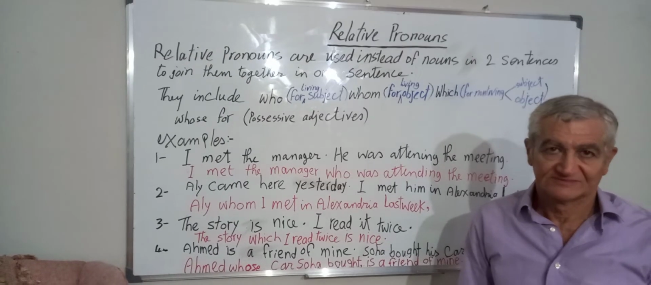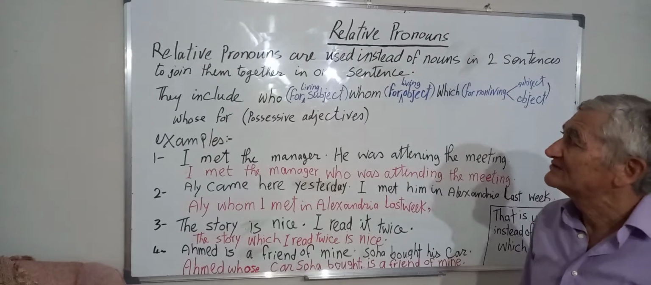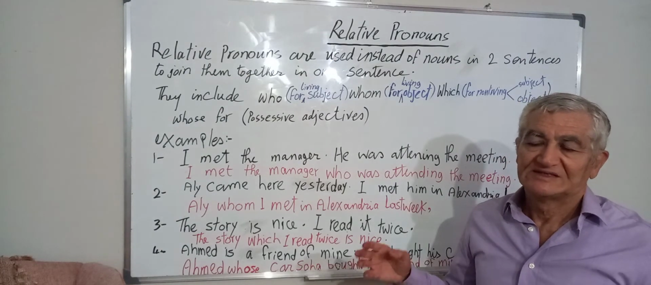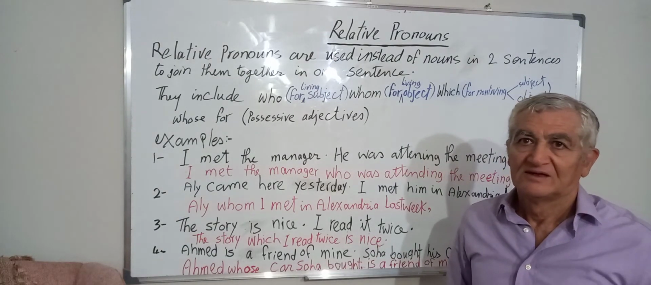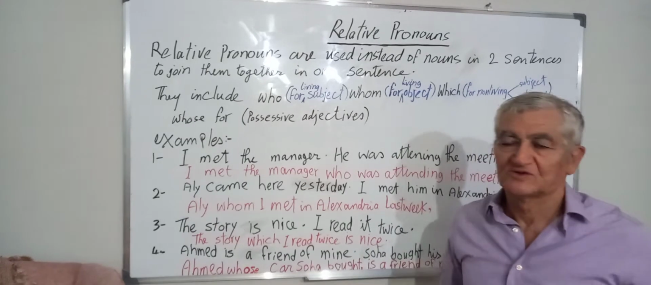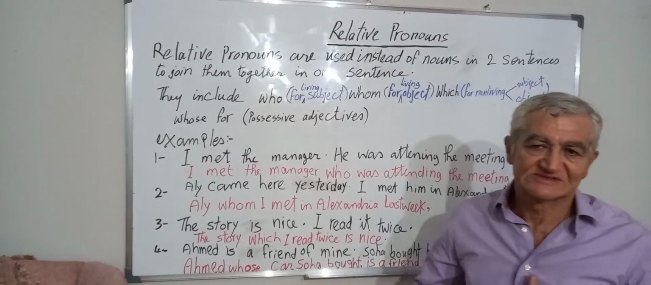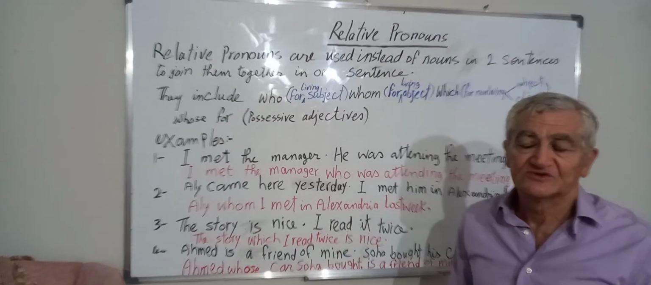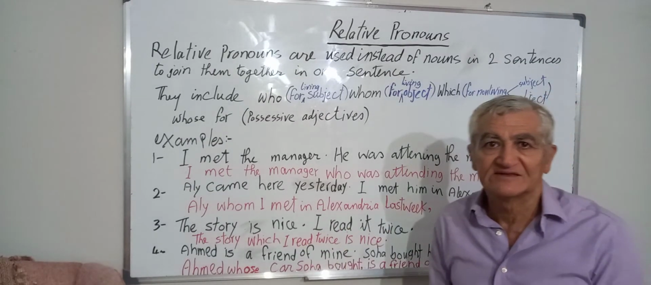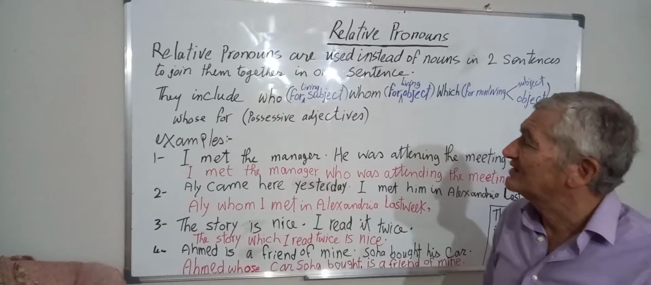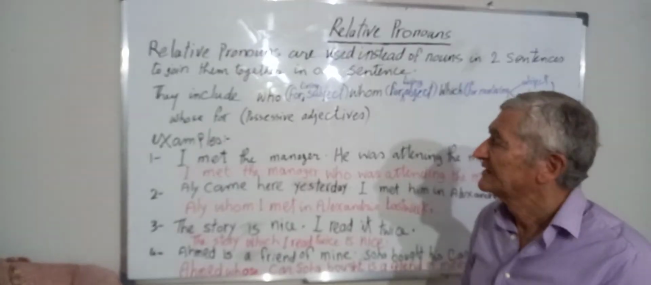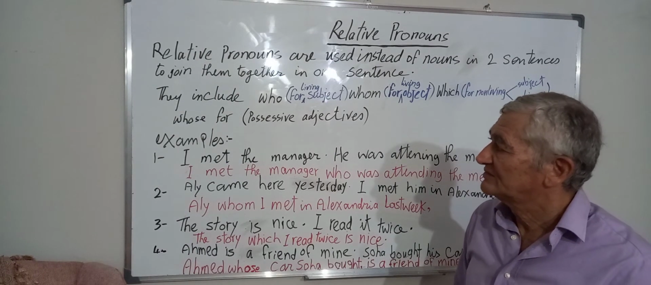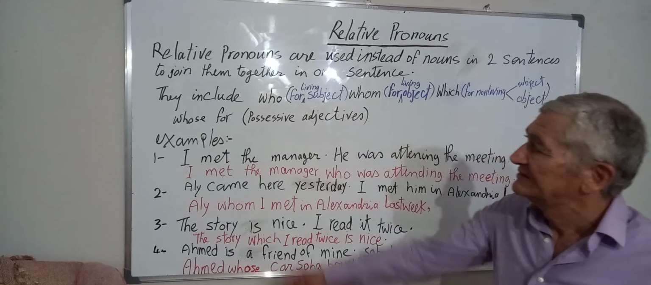Today, our lesson is about the relative pronouns and how to use them in joining two sentences together. Relative pronouns are those words that we use instead of nouns, either objects or subjects or possessive adjectives, to join two simple sentences together in one sentence. Examples will show you how we do that.